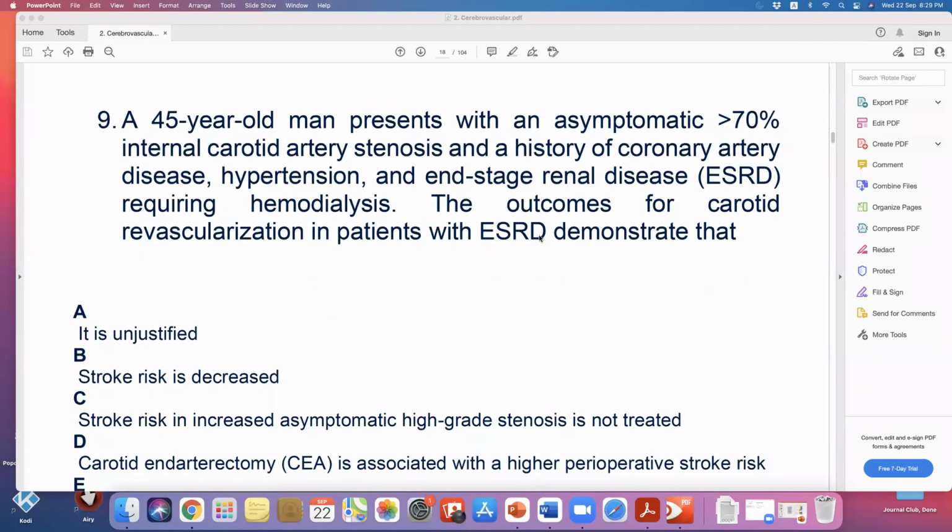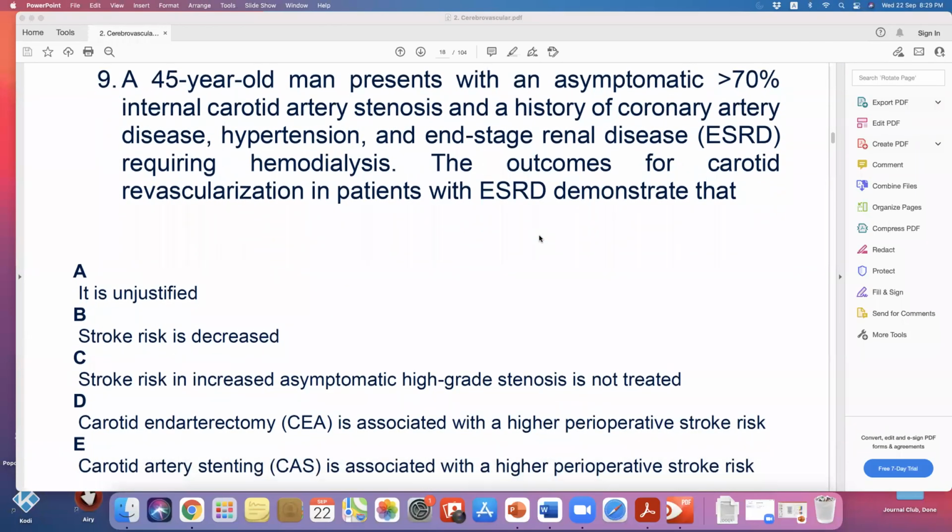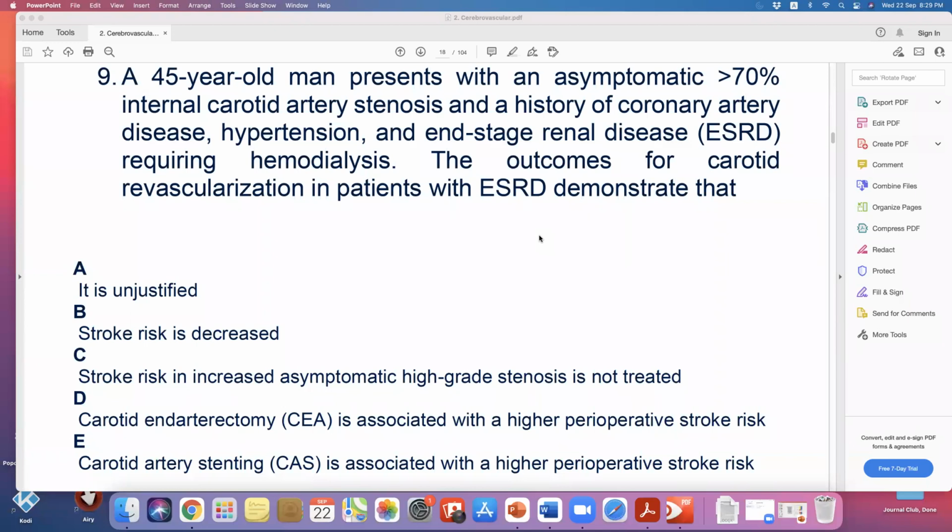Yes. A 45-year-old man presents with an asymptomatic, more than 70% internal carotid artery stenosis and history of coronary artery disease, hypertension, end-stage disease requiring hemodialysis. The outcome for carotid revascularization in patients with end-stage renal disease demonstrate that.